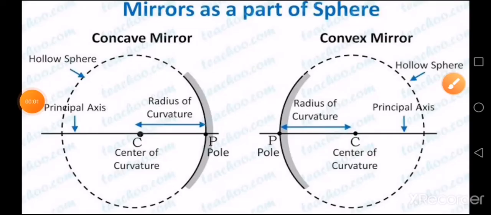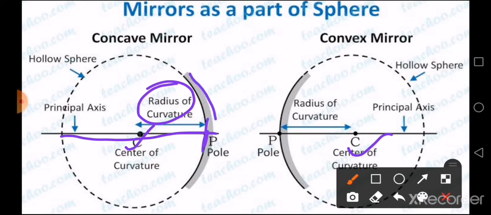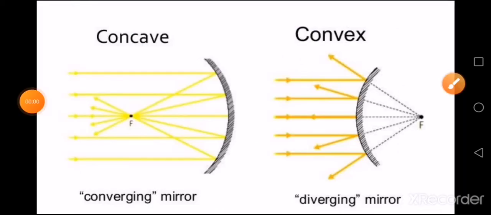So when you come back to the previous figure, you can see all the terms right here. This is the center of curvature, then the radius of curvature is marked here. What is the principal axis? Then this is the pole, and this total surface area is the aperture. Okay.